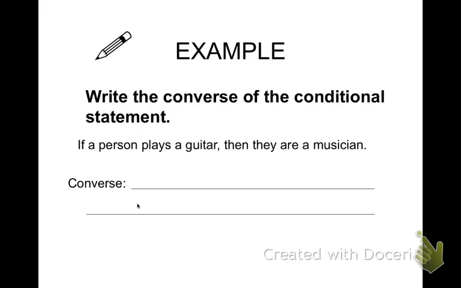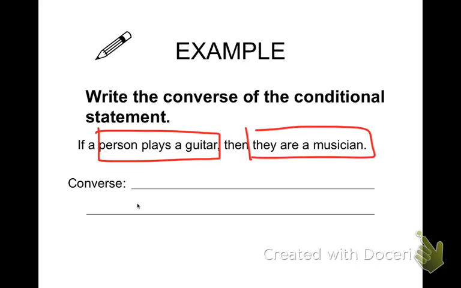All right, so write the converse of the conditional statement. So we have the conditional statement of if a person plays a guitar, then they are a musician. So what part's the hypothesis? Person playing a guitar, right? So that's your hypothesis. What's your conclusion? They are a musician. Is that true? Yeah, I would say if they're playing a guitar, you could call yourself a musician. You may not be a good musician, but you could consider yourself a musician.